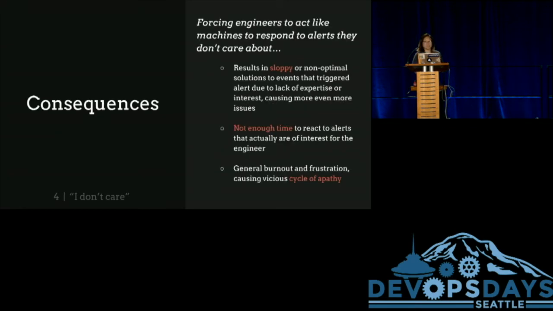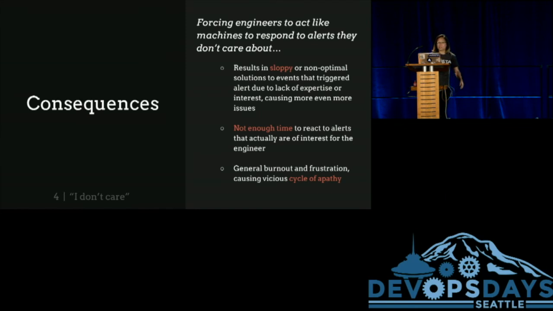So forcing engineers to act like machines to respond to alerts that they don't care about, making them look at everything, or even making them look at all the alerts beyond just the main critical component for a service that they're responsible for, it really results in sloppy responses and non-optimal solutions to critical events, even warning events, any kind of events. That could be due to lack of expertise or due to lack of caring and not researching the best ways to fix a problem.